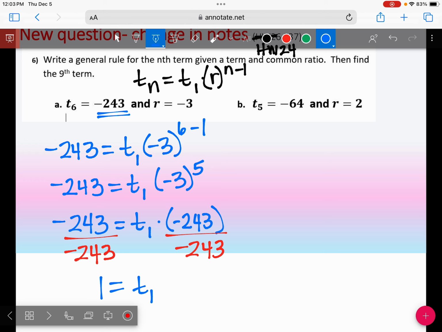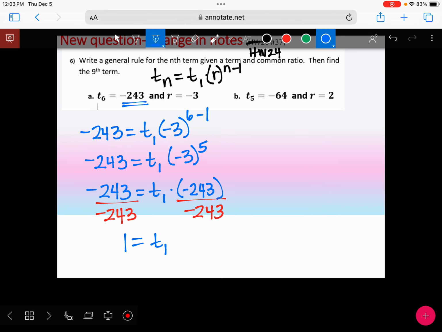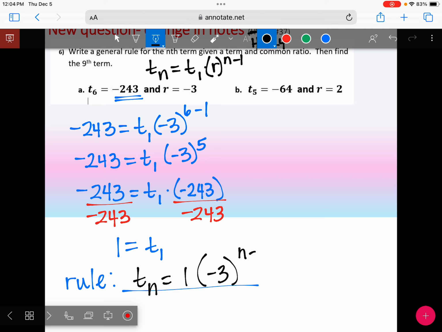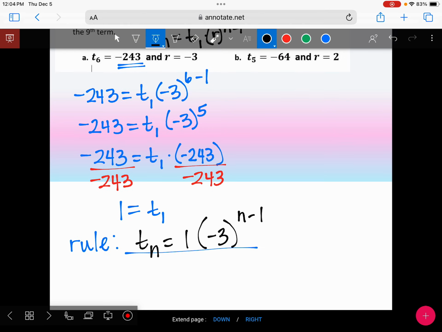So if you type that in your calculator, you get negative 243. Divide both sides by negative 243 to find T1, and that means that T1 is 1. So the first number in our sequence is positive 1, and we're multiplying by negative 3. So now let's go ahead and write your rule. That would be T sub n equals 1 times negative 3 to the power of n minus 1. Now use that rule to find T9.